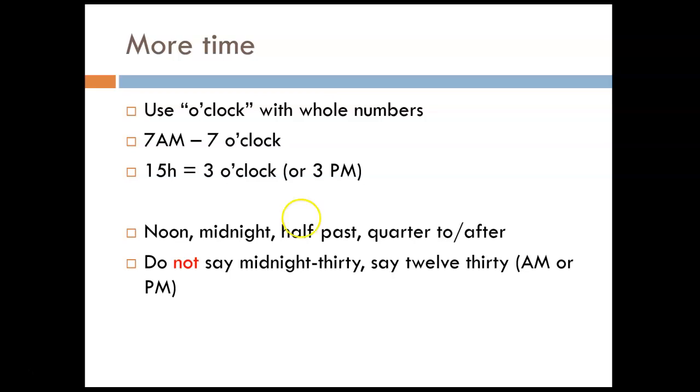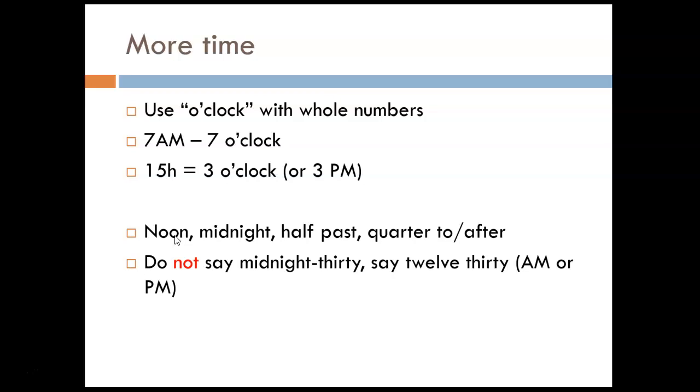Other things about time is that we use the word o'clock when we have whole numbers. So 7 a.m., 7 o'clock. So I could say, I got up at 7 o'clock. It's more common to say that than to say 7 a.m. And in English, we don't use military time like we do in French. So 1500 hours, which is what we would say in French. In English, we say 3 o'clock or 3 p.m.